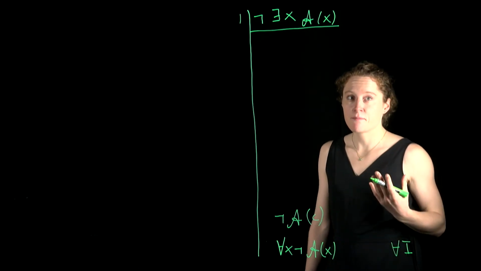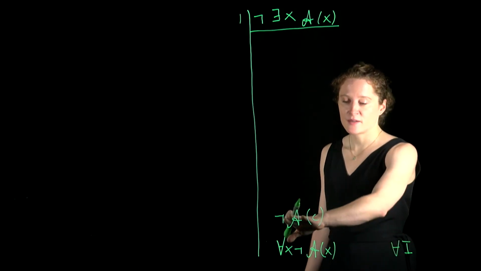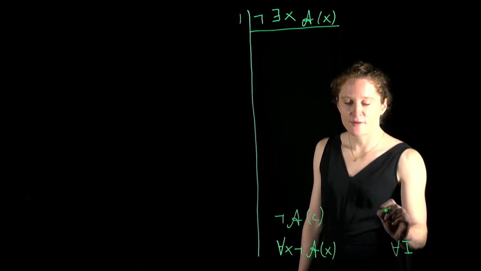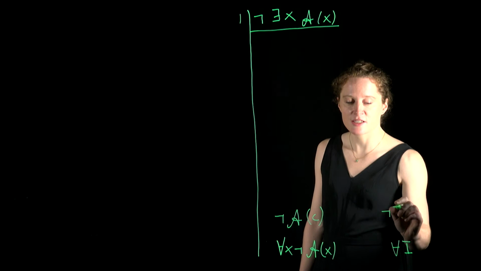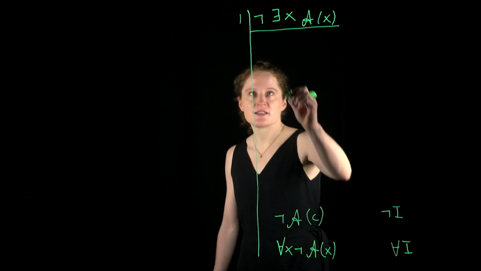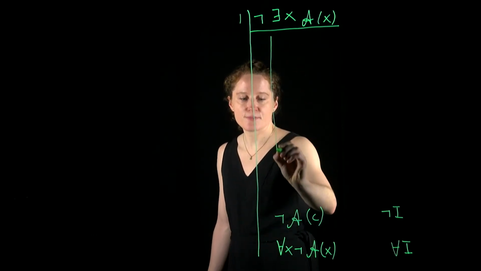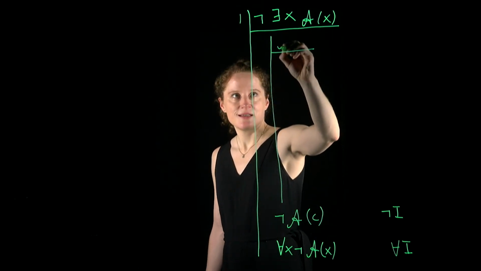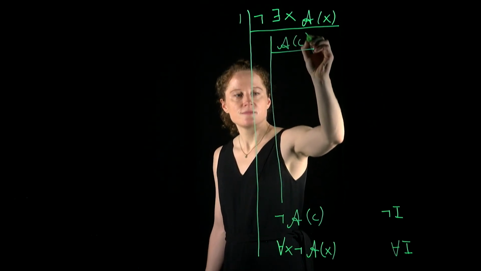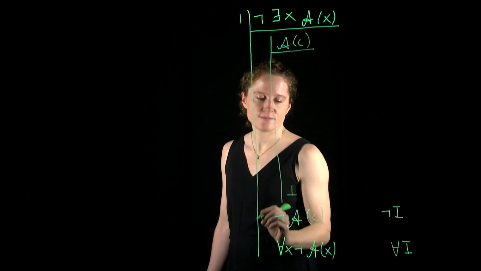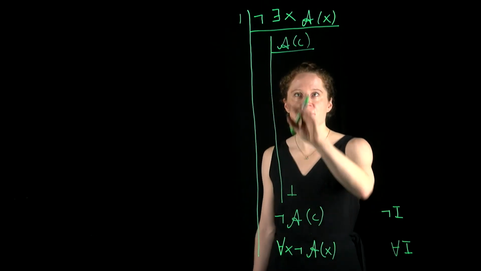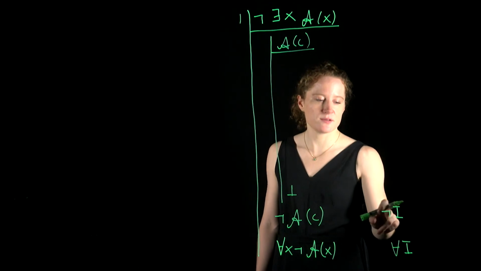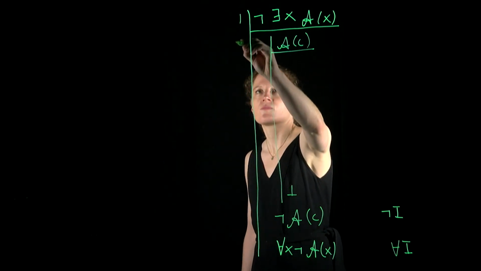And I'm going to use backward planning once again. The main connective here is the negation sign, and backward planning suggests to infer this sentence using negation introduction. And negation introduction requires me to use a subproof that starts with the assumption that Ac and ends in bottom. So I need to infer a contradiction from the assumption that Ac. Since then I'm able to infer not Ac using negation introduction.